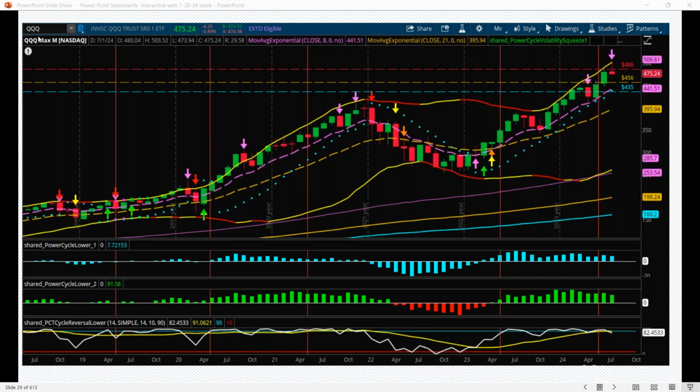And then here's the QQQ, on a monthly. So you can see now this is market based on, again, the seasonality. You can see here it got in right here. This was back in 2019. Here it is 2020. Here it is 2021. So you can see that's a pretty strong trend, right? Pretty strong seasonal trend.